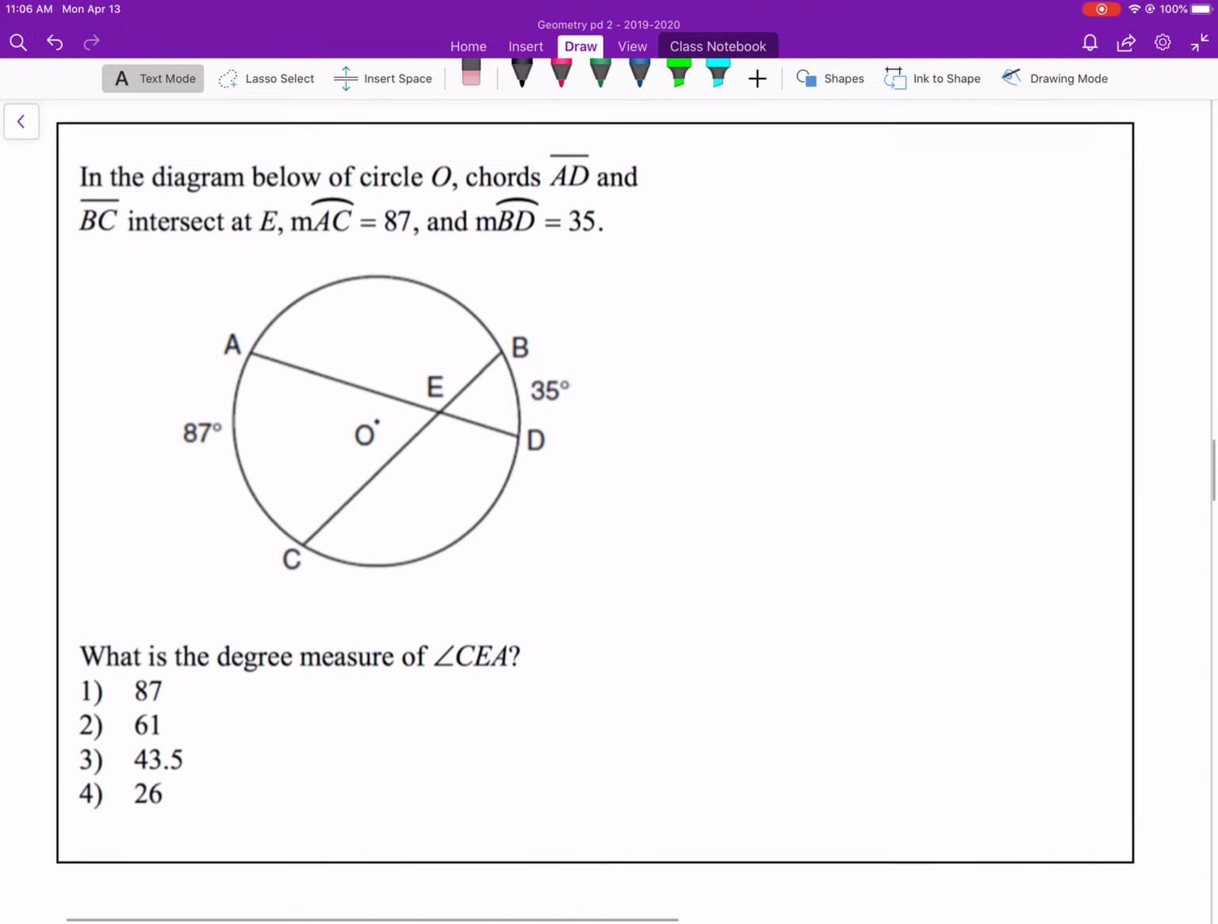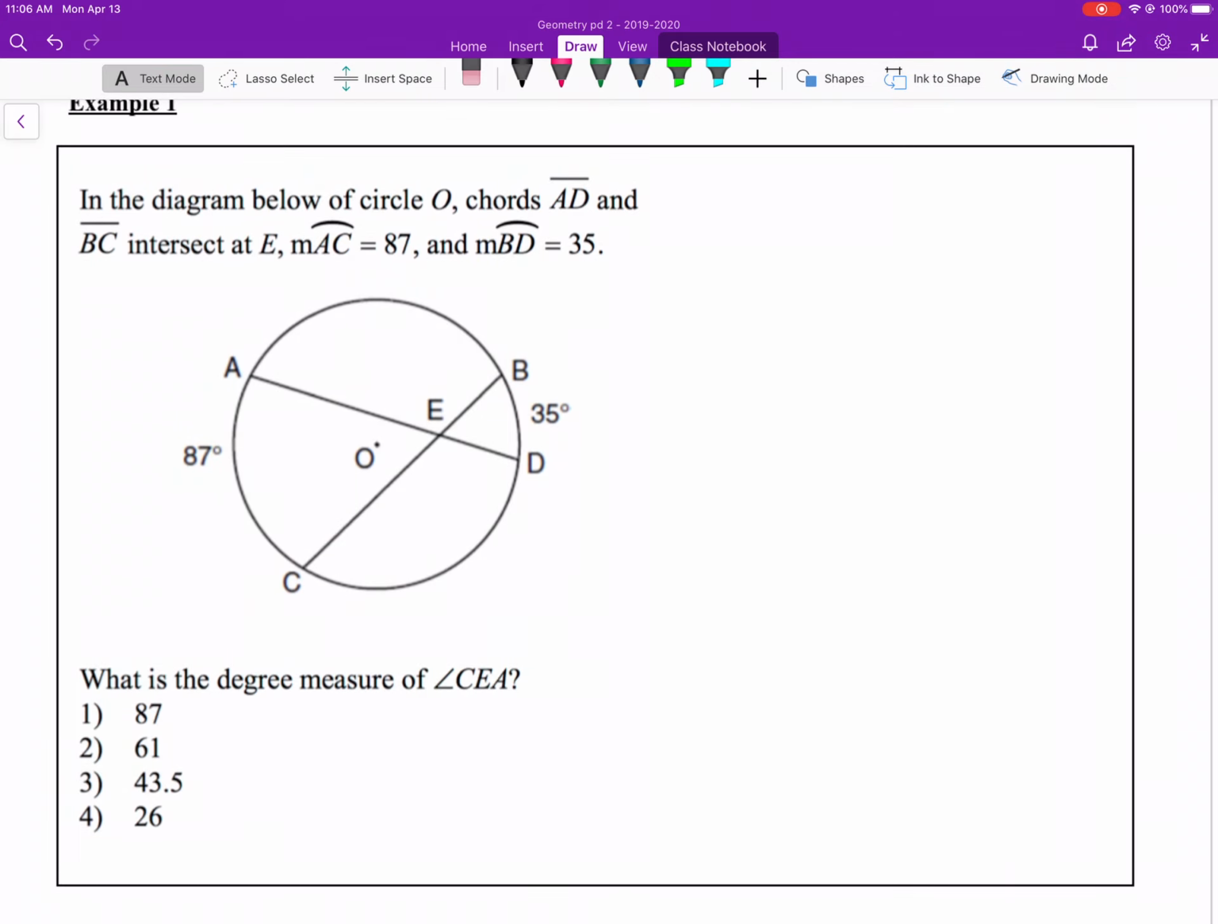So example 1. In the diagram below of circle O, chords AD and BC intersect at E. The measure of arc AC is 87. They filled that in for you. And the measure of arc BD is 35. All right. So those are the 2 arcs they're talking about. What is the degree measure of angle CEA? So CEA, let's locate it.